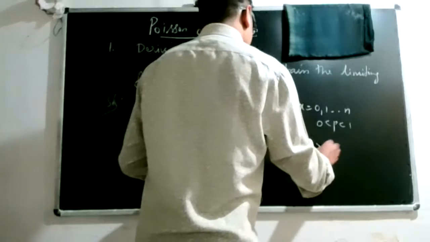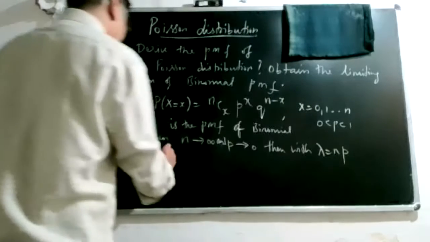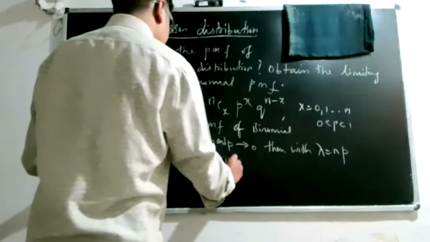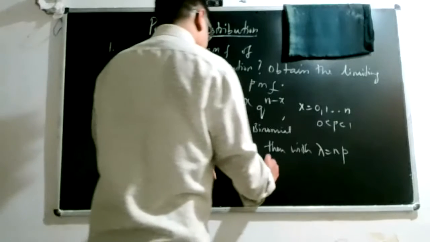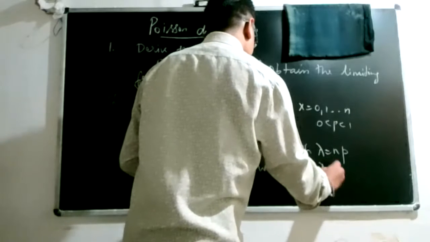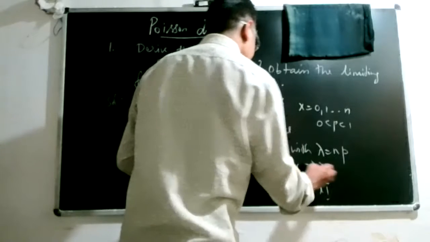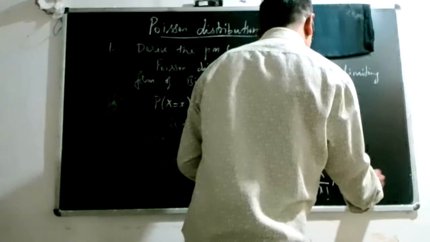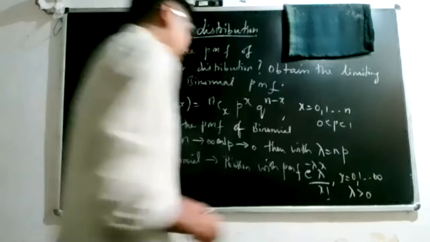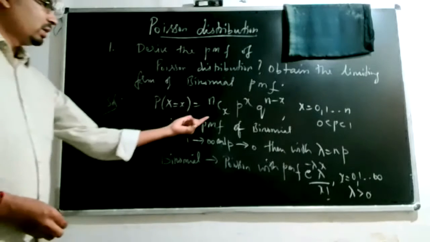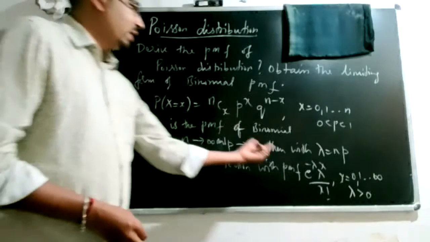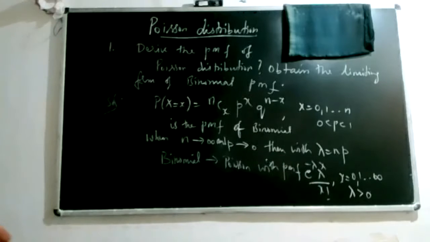then with lambda equals np, binomial tends to Poisson with PMF e power minus lambda, lambda power x by x factorial, with x taking the value 0, 1 to infinity, lambda greater than 0. So in this theorem, we will apply these limits to this PMF, evaluate the limits, and show that we get this particular form.